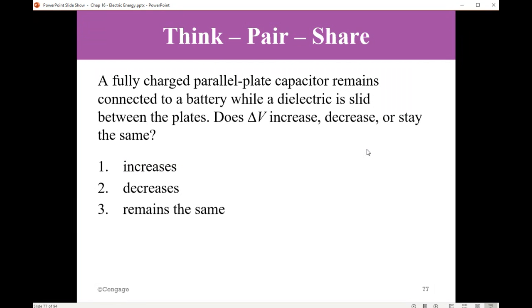A fully charged parallel plate capacitor remains connected to the battery while the dielectric is slid between the plates. Does delta V increase, decrease, or stay the same? Delta V depends on the field, and the field depends on the dielectric, but the net effect here is that it remains the same.